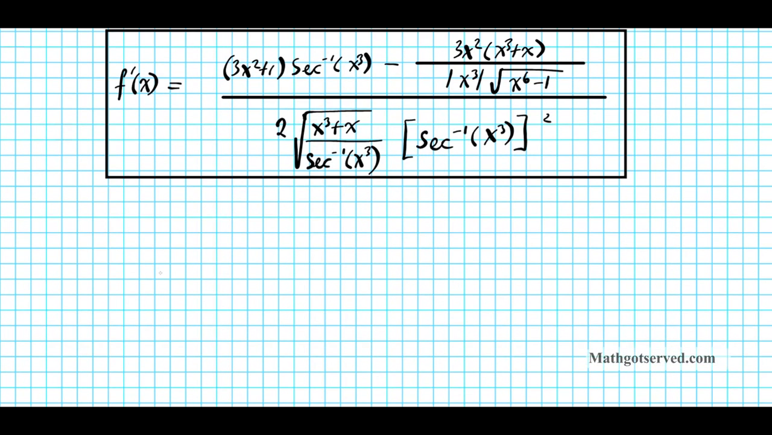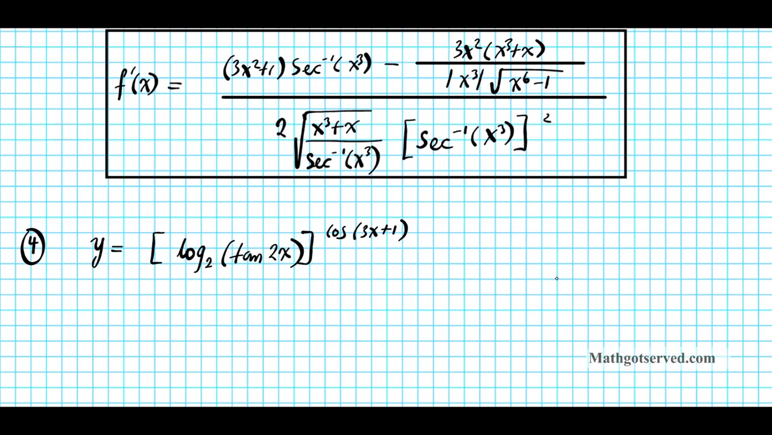So for problem 4, we have y equals log base 2 of tan 2x, raised to the cosine of 3x plus 1.